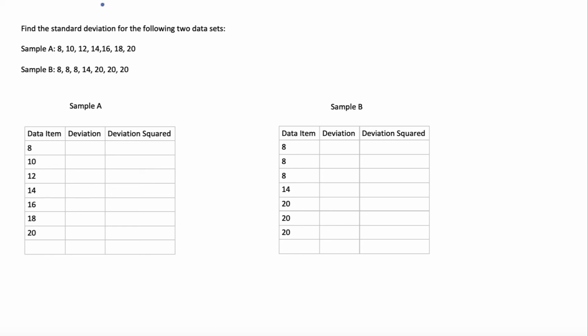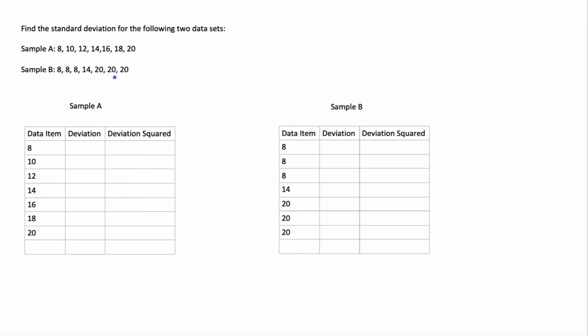Find the standard deviation for the following two data sets. All right, so we have data set A, or sample A. It consists of these 7 numbers: 8, 10, 12, 14, 16, 18, and 20. And sample B also has 7 numbers, but they are 8, 8, 8, 14, 20, 20, and 20.